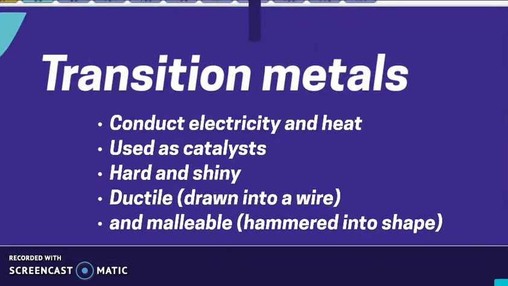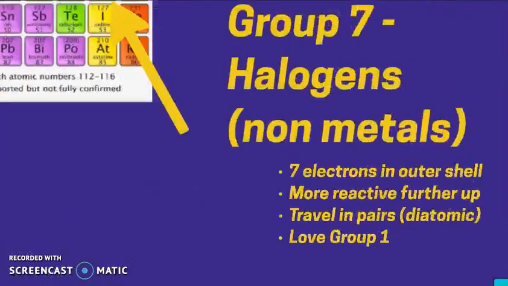The transition metals in the middle. They sound posh, but essentially they're just metals. And if you think about what metals actually do, what are their properties, they conduct electricity and heat, they're used as catalysts, they're hard and shiny, they're ductile and they're malleable. Any one of those would do as properties.